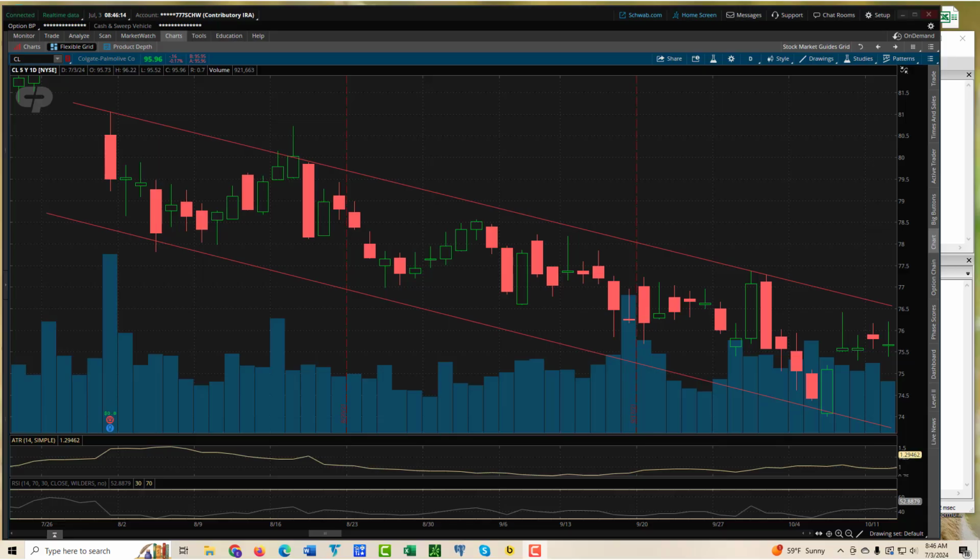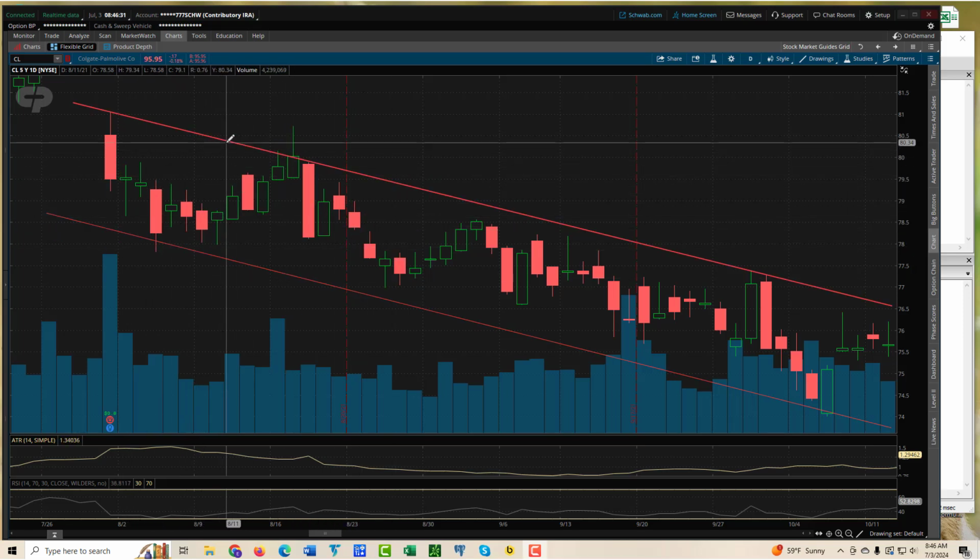In this video, I'm going to explain what a channel down pattern is in the stock market. On my screen here is a stock chart, and this is for Colgate Palmolive. And you can see here that I drew some red lines that kind of encase these price bars.